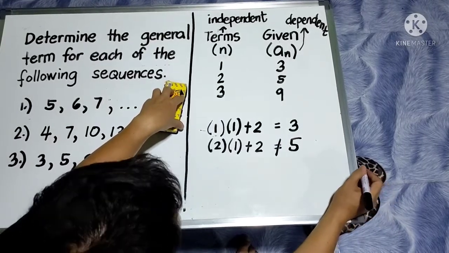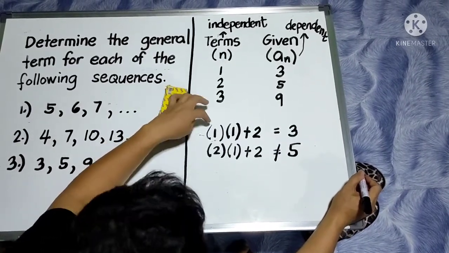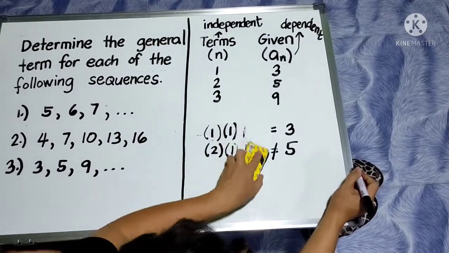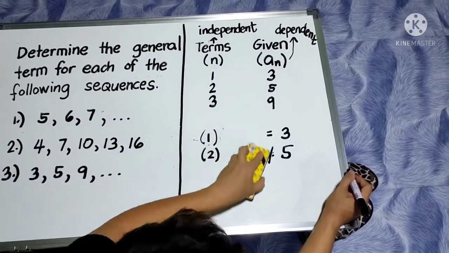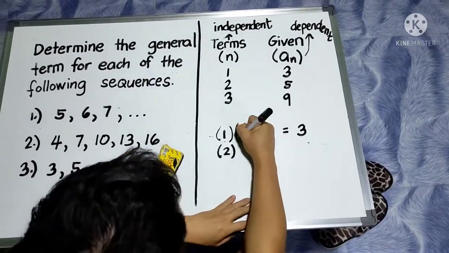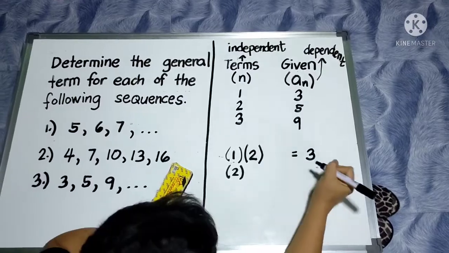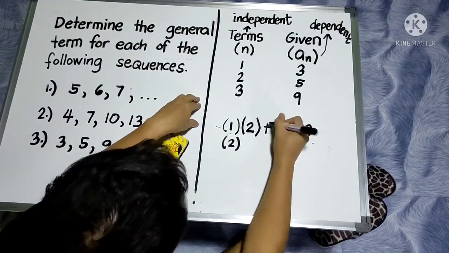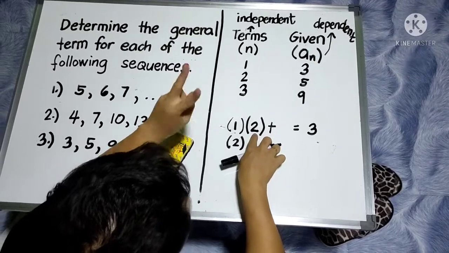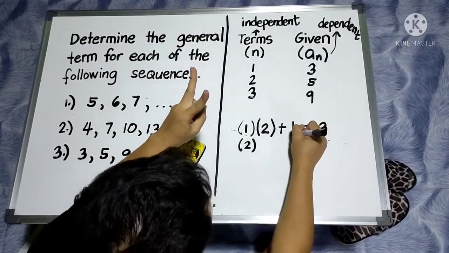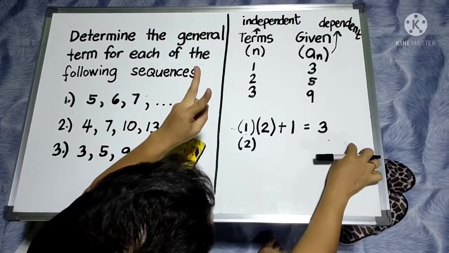Okay? Therefore, multiplying it by 1, adding 2 is not the solution. So proceed to multiplying it by 2. You multiply it by 2, and then you are going to add. 1 times 2 is 2. How much do you need to add? 1 is equal to 3.